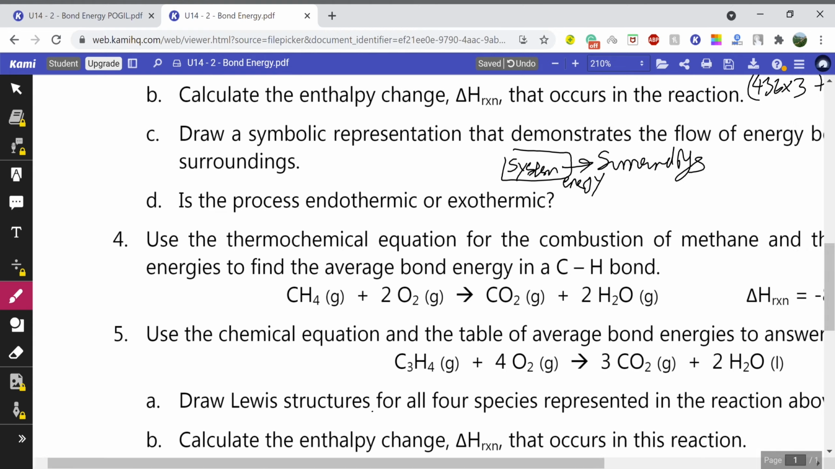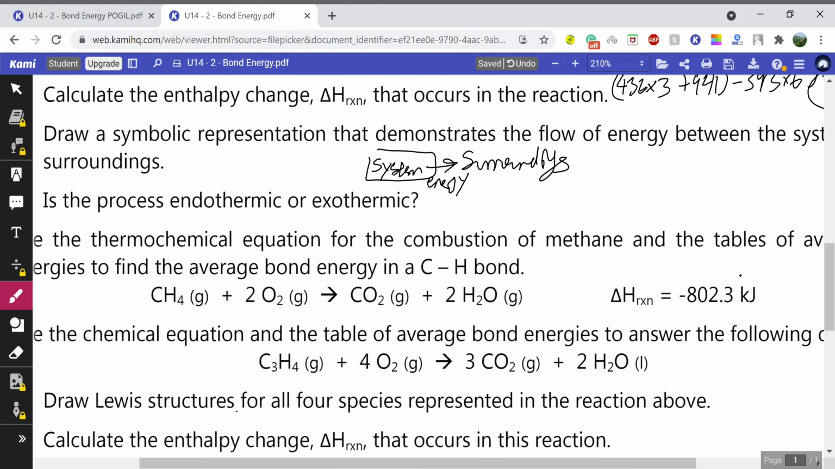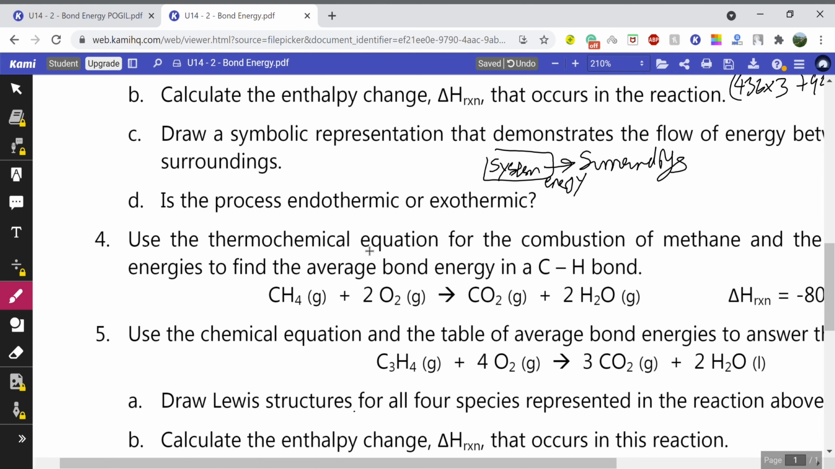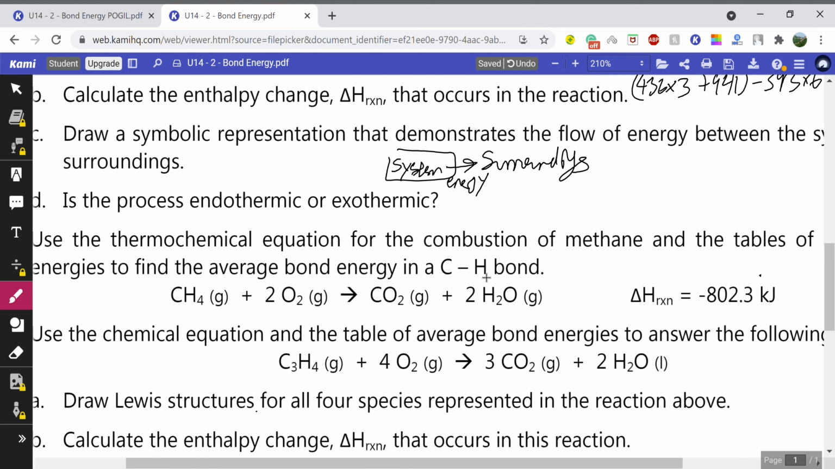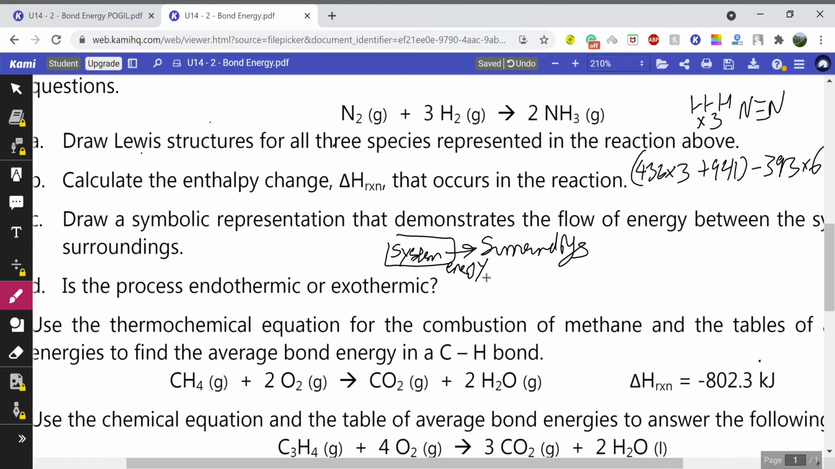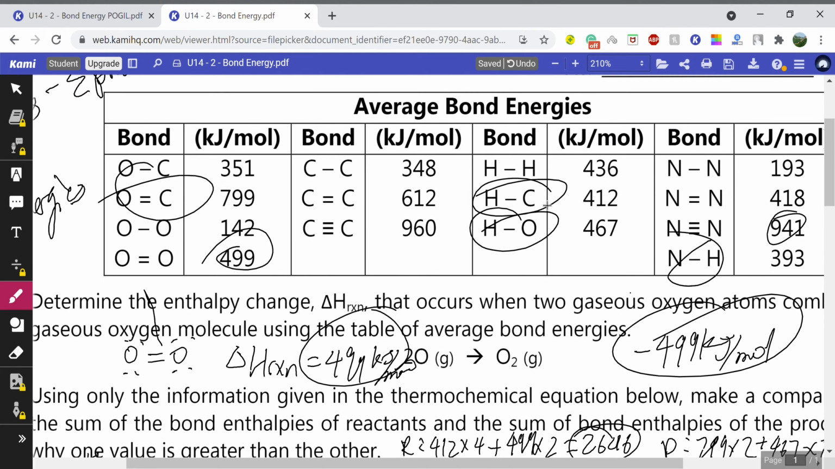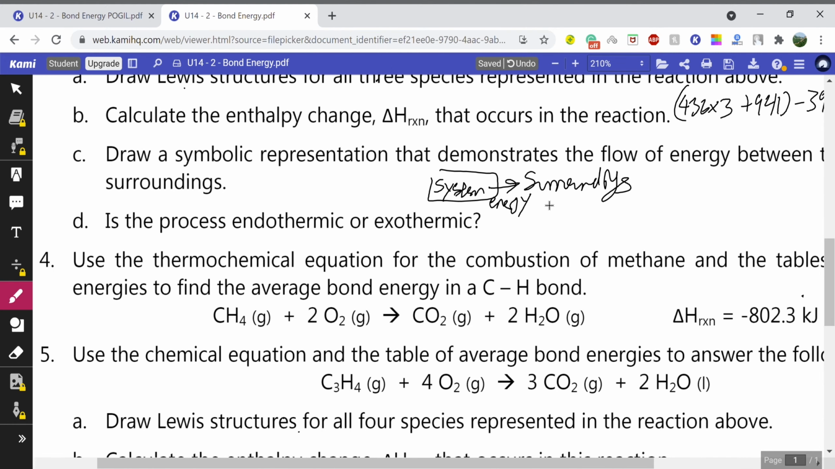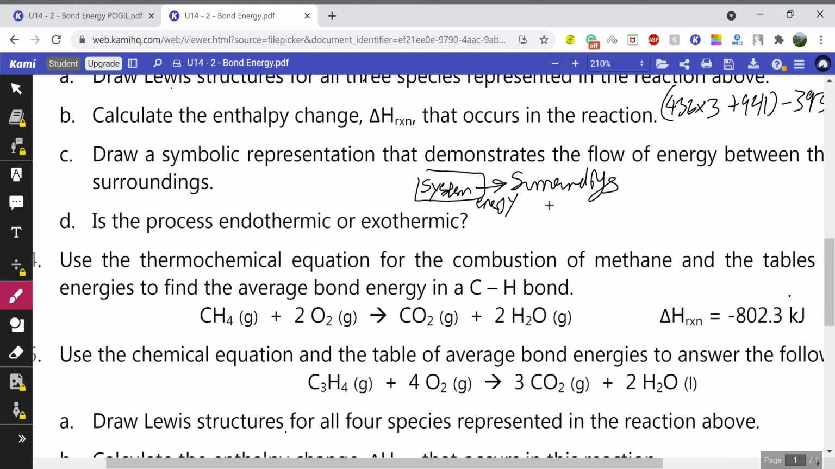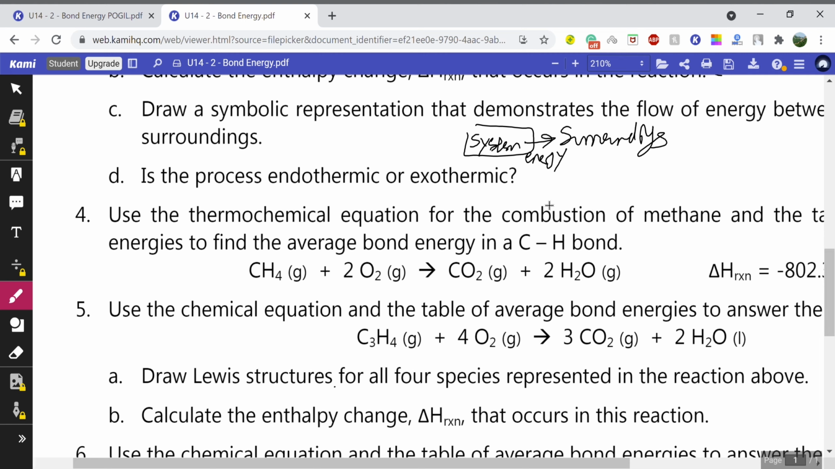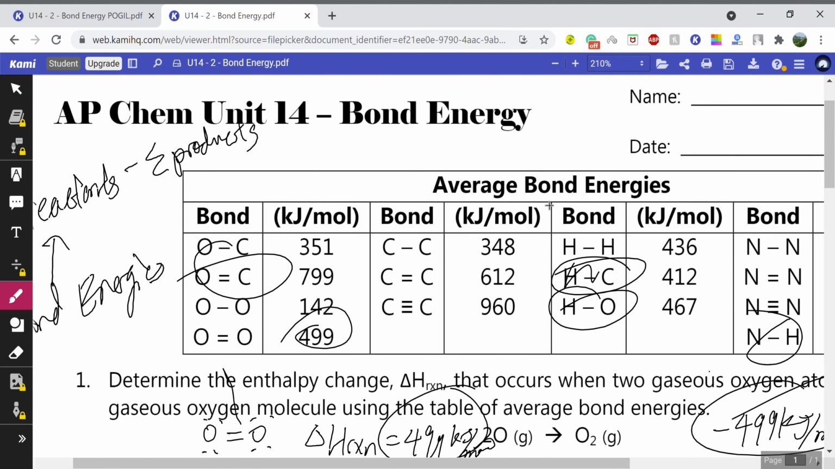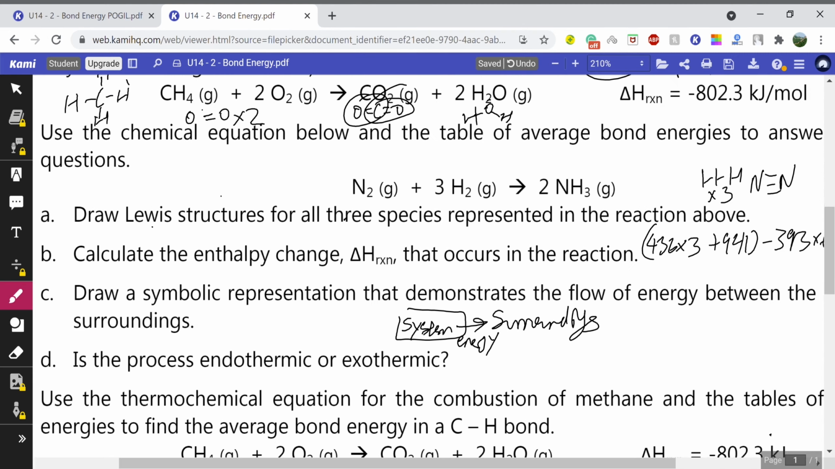Number 4, using the thermochemical equation for the combustion of methane and the tables of average bond energies, find the average bond energy for the CH bond. Alright, let's see if we're given the CH bond first. We're given the CH bond, but it wants us to find it using the equation. So let's assume we're not given this bond. How do we solve for it when we're given everything else?